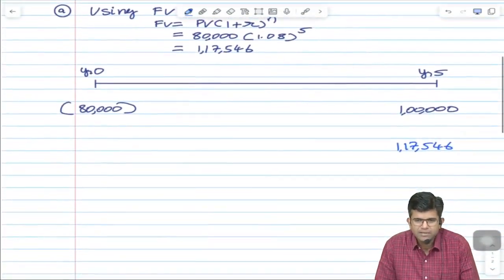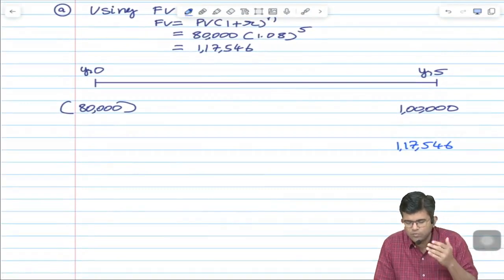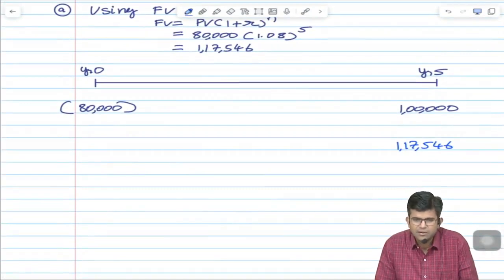So you are telling me, sir, 80,000 will grow to 1 lakh 17. Mathematically, you are telling right. Okay. Nikita, yes. Mahalakshmi, yes. Great.